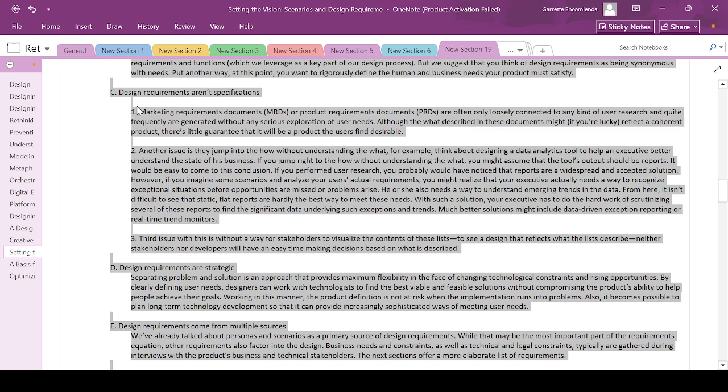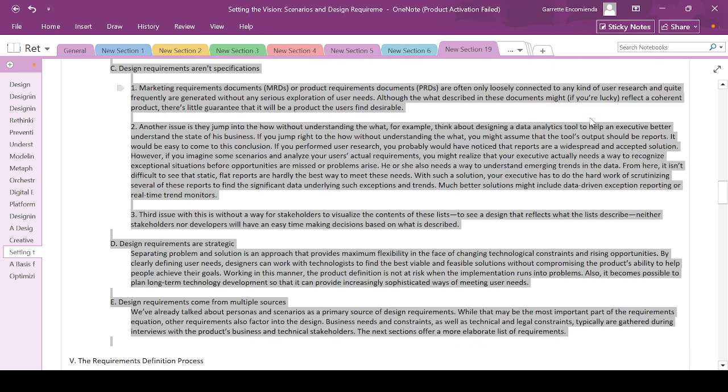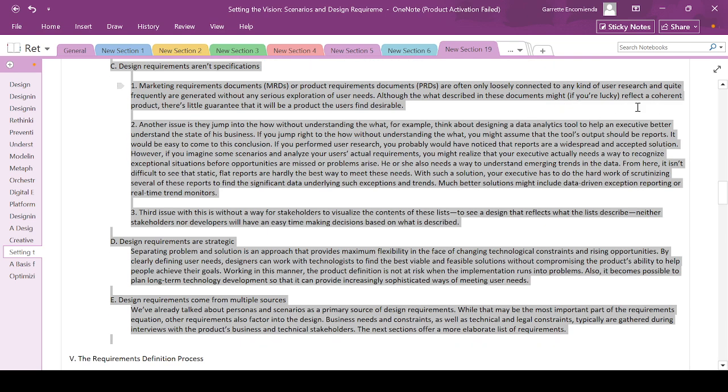Another fact is that design requirements aren't specifications. Marketing requirements documents or product requirements documents, MRD or PRD, are often only loosely connected to any kind of user research and quite frequently are generated without any serious exploration of user needs.